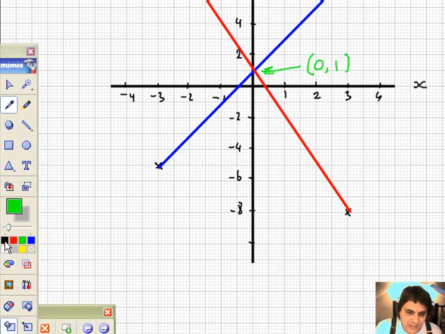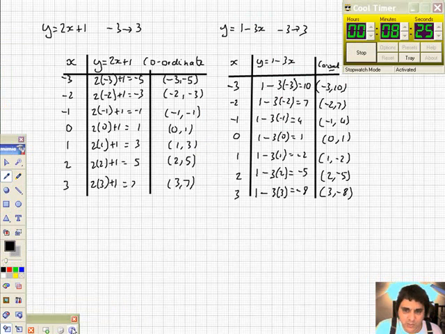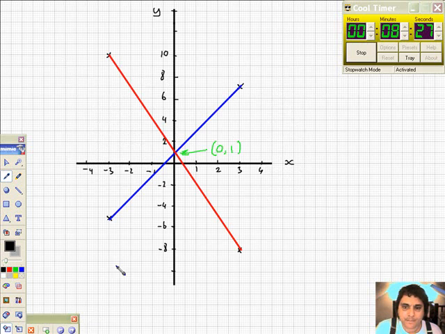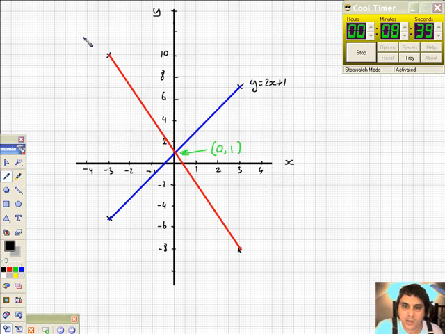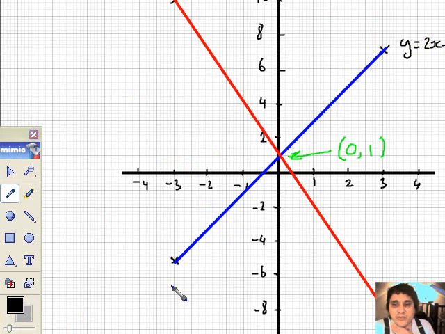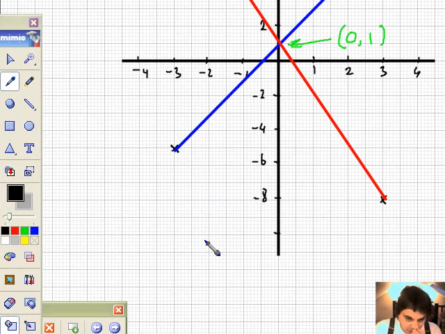Now let me label my lines. I don't like leaving things unlabelled. We've got y equals 2x plus 1. That's that one. And the other one was y equals 1 minus 3x. y equals 1 take away 3x. And I'm happy with that actually. So there's the point of intersection. We've drawn two lines, one with a positive slope or gradient and one with a negative slope or gradient. But that's another topic actually.